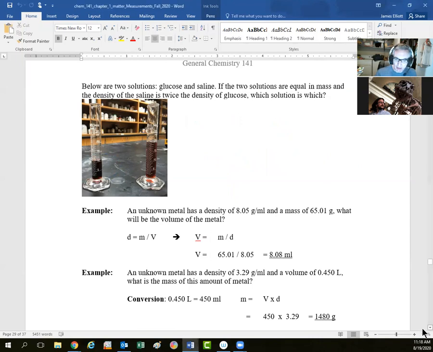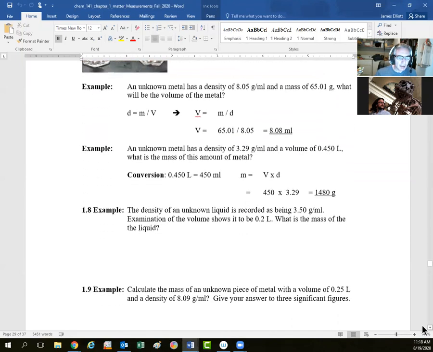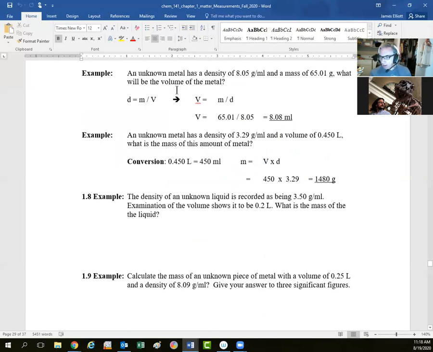Okay, let's look at some examples. So, unknown metal with a density of, let's see, 8.05 grams per milliliter, three significant figures, a mass of 65.01 grams. What would be the volume of the metal? It's often useful to start from base principles. Density is the mass divided by the volume. So we can rearrange the equation to say that volume is the mass divided by the density. So 65.01 divided by the 8.05 comes to 8.08 milliliters.